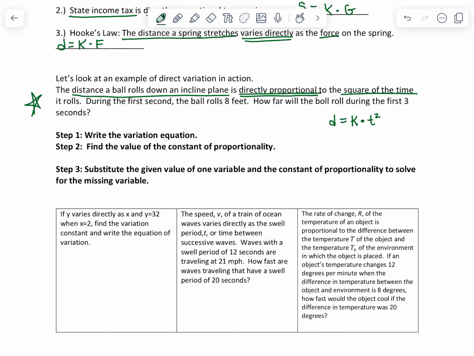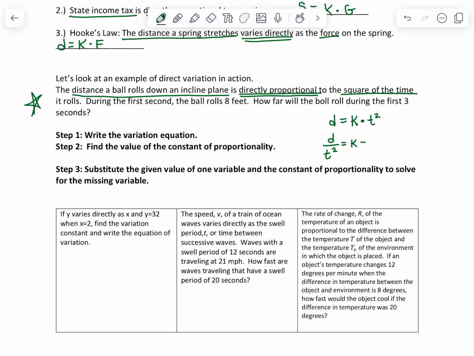Now we can use this because the next part of the question says, during the first second, the ball rolls 8 feet. How far will the ball roll during the first 3 seconds? All right, so we've got the variation equation here. The next thing we need to do is step number 2, find the value of the constant of proportionality. So we're going to take our d equals k times t squared equation, and we're going to isolate k by dividing both sides by t squared, and that's going to leave me with d divided by t squared is equal to k.